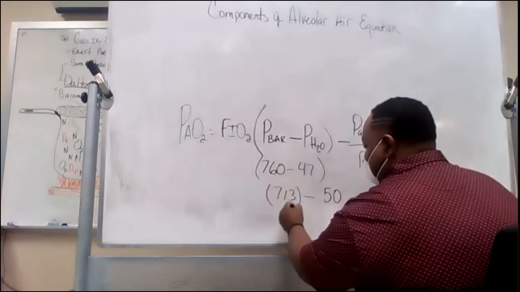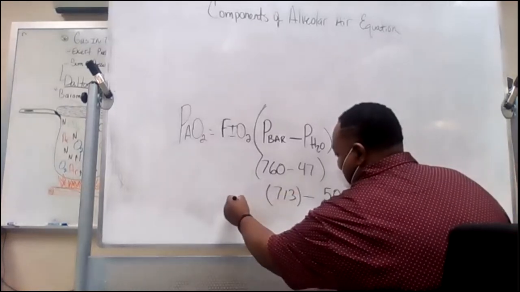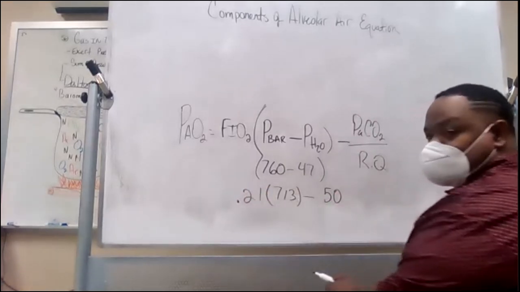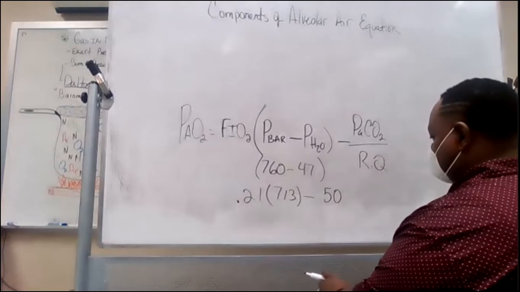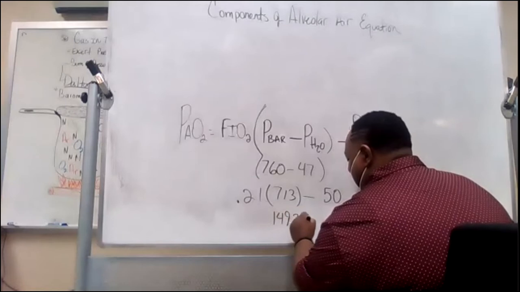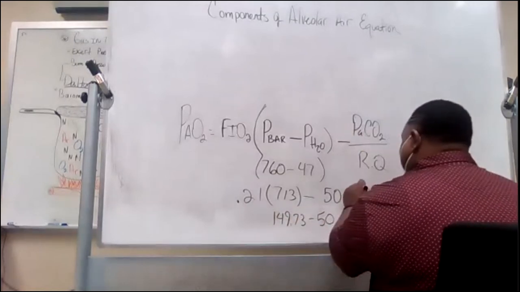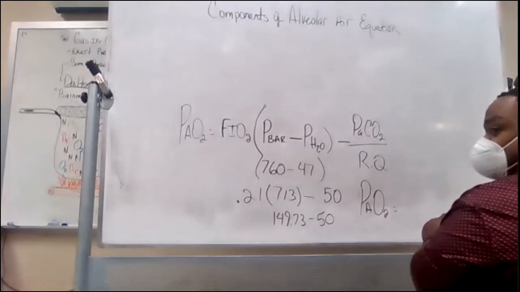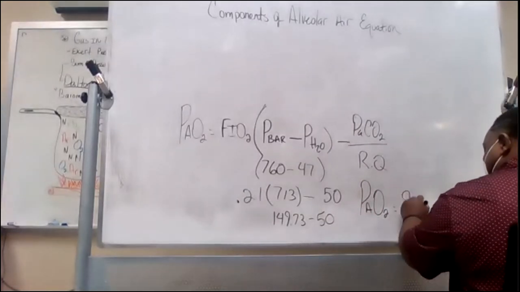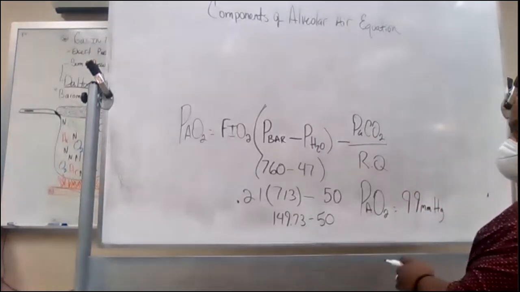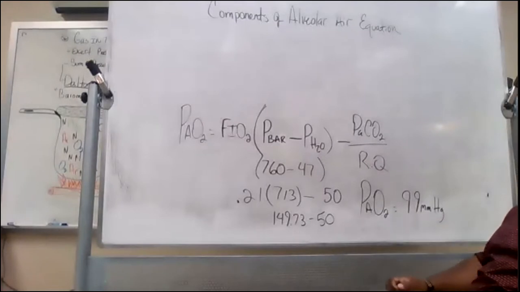So that's 713 times, let's say we're on room air, 0.21. 0.21 times 713 is 149.73. Minus 50 gives us a pressure of alveolar oxygen of 99 millimeters of mercury, or you can say 100 millimeters of mercury. That is how we find it. That is what this is all about, guys.